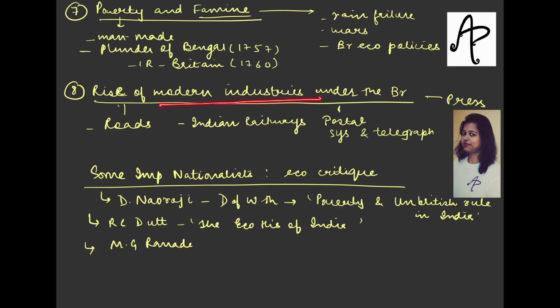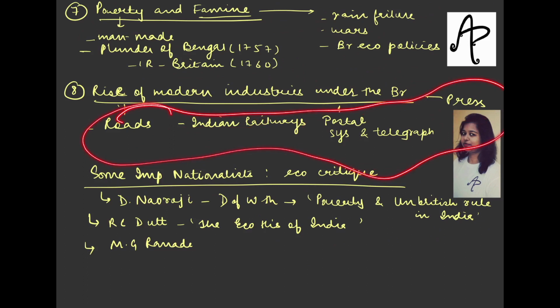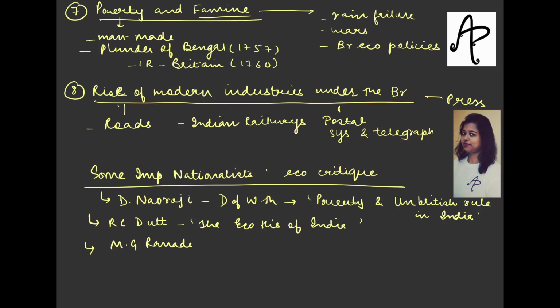Then rise of the modern industries under the British. So in the later phase what happened, our traditional industries declined, but they started to come up with certain modern industries belonging to different sectors, be it press or infrastructure like roads or railways or postal system and telegraph, but all of these things were made for their own benefit. It was not made for the benefit of Indians, although in the later phase in the national movement time we do see that they played a role, but the intention was for their own benefit.